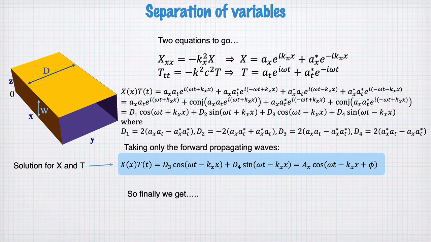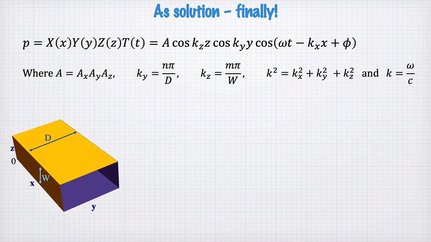So finally, putting all this together, we get the following. Our function p, which we separated into functions of x, y, z, and t, can be written like this, where a is equal to the product of these amplitudes, ax, ay, az. The k's, ky and kz, are integer multiples of pi on d and pi on w, and k, the total wave vector, k squared, is equal to the sum of the squares of all the k's, and k is equal to omega on c.